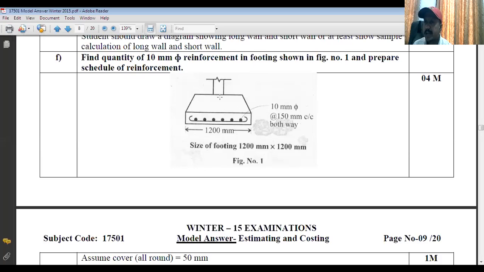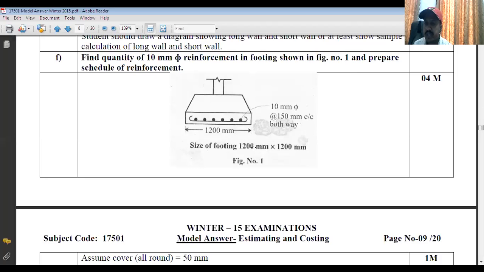Now the diagram is also there. 10 mm diameter reinforcement is there, which is placed at 150 mm center to center both ways. Both ways means in the main direction, that is along the shorter span, and along the longer span, the same 10 mm diameter bar is used, placed at 150 mm center to center. And you have to prepare the bar bending schedule for this particular reinforcement, that is for 10 mm.